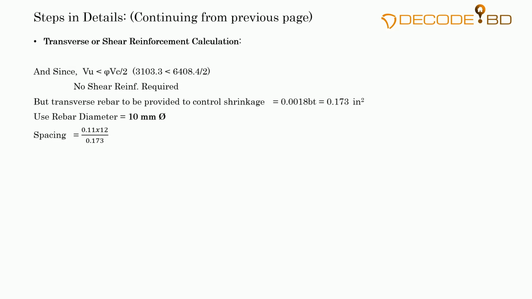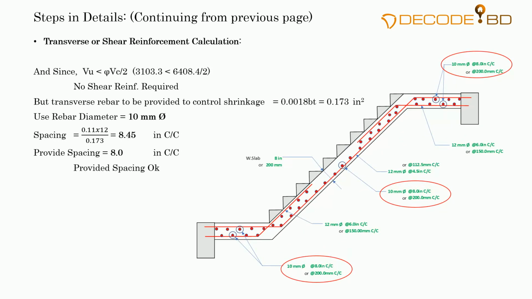Use rebar diameter 10 millimeter. Spacing comes to 8.45 inch center to center. Provided spacing is 8.0 inch center to center, so the provided spacing is okay. Here we can see the designed reinforcement for transverse rebar: 10 mm diameter at 8 inch center to center, or 200 mm center to center.